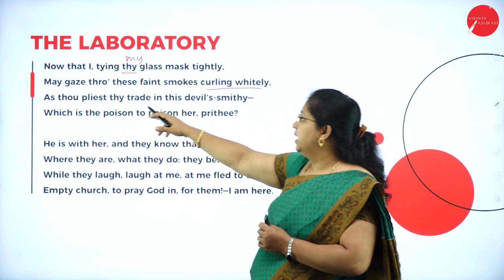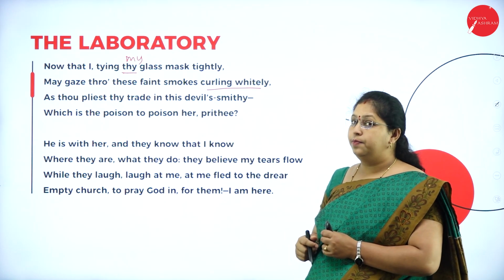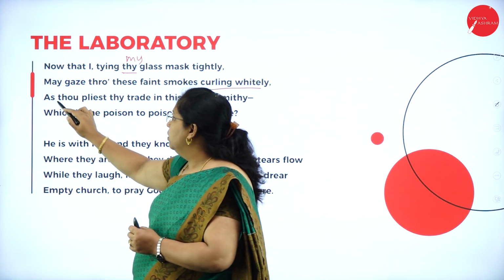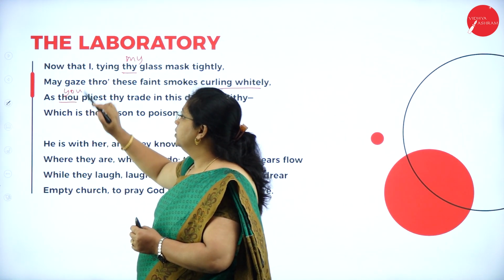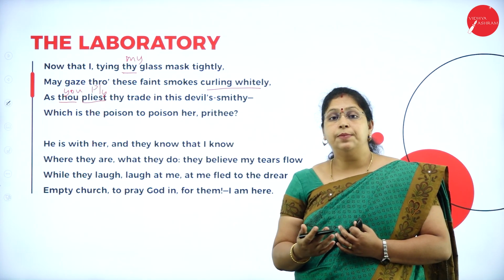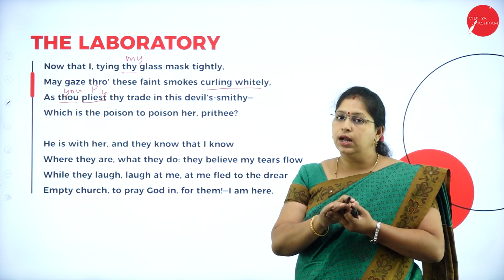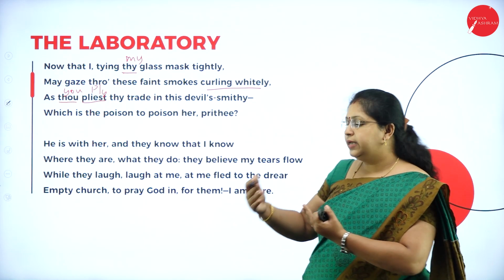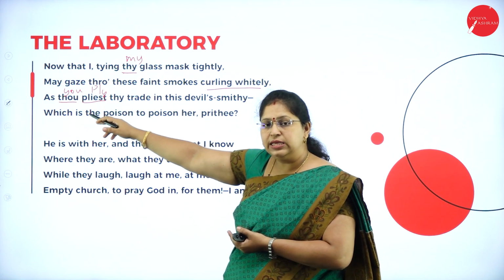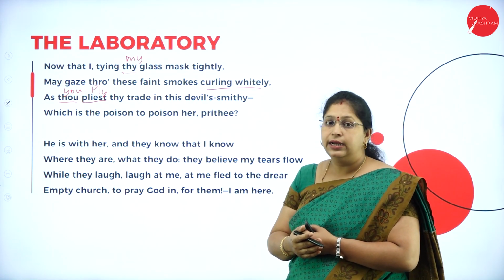"As though pleased thy trade in this devil's smithy, which is the poison to poison her, Prithee." Okay. So, see the words here, thou means you. Okay. Pleased is the past form of ply. We say plywood, right? Ply means something made of layers, and then compressed is called ply. We can take the example of plywood. So, she is telling, as you ply, pleased means past form of ply. Pleased thy trade means my trade, okay.